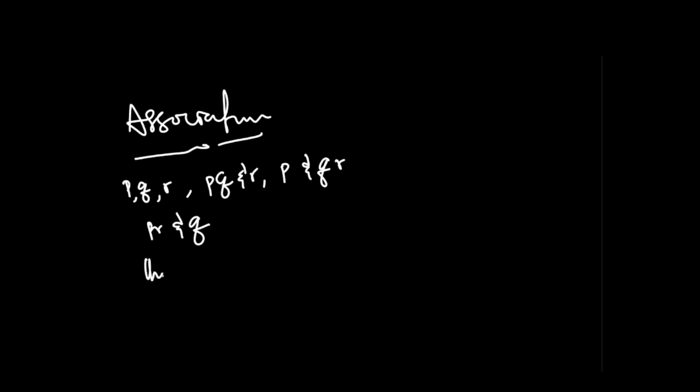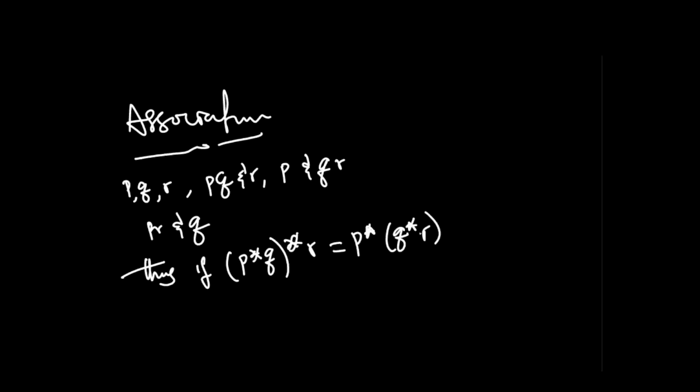So if it is a binary operation that is associative, we say that if (P operation Q) operation R is the same thing as saying P operation (Q operation R), then you can say the operation is associative. You get that? All right.